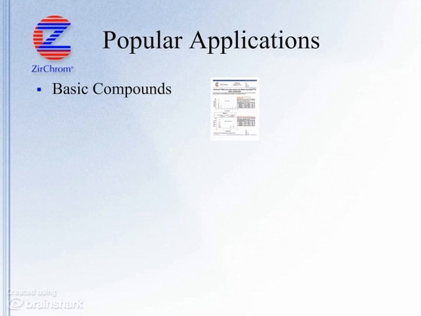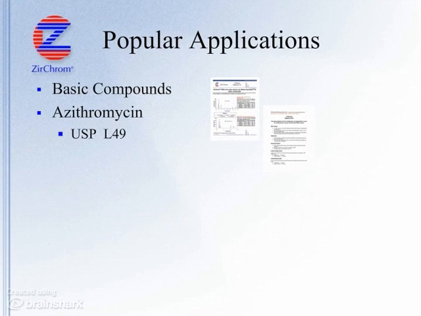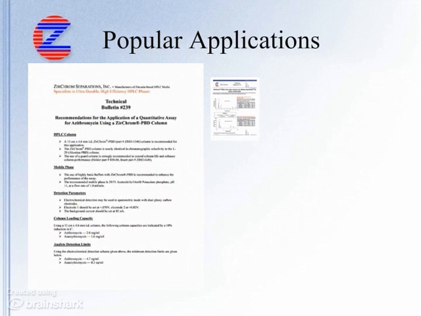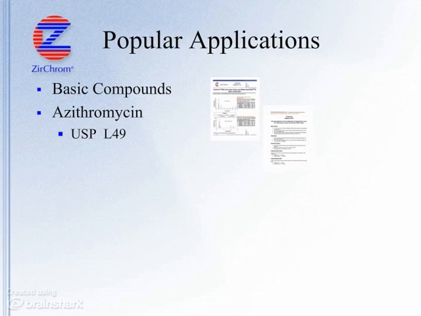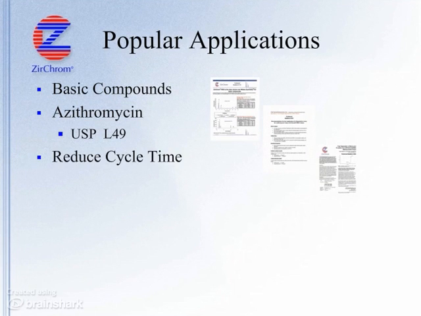ZirChrom PBD has the USP designation L49 and is the column of choice for the analysis of azithromycin. Technical Bulletin 239 is a great starting point for users that wish to analyze azithromycin or compounds of a similar structure. The thermal stability of ZirChrom phases allows for the routine use of elevated temperature without sacrificing column lifetime.